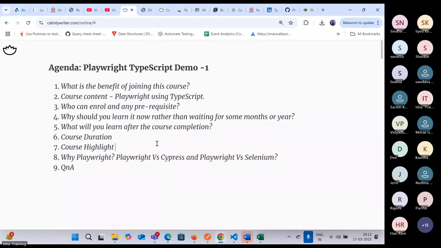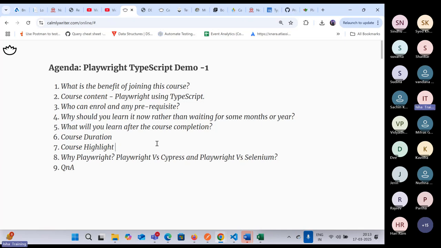Who can enroll? Is there any prerequisite? I believe this question occurs to everyone, because we are going through some tools and technologies, which are Playwright and TypeScript. So what will be the benefit, what is the prerequisite, and so on? We'll discuss this in our session today.